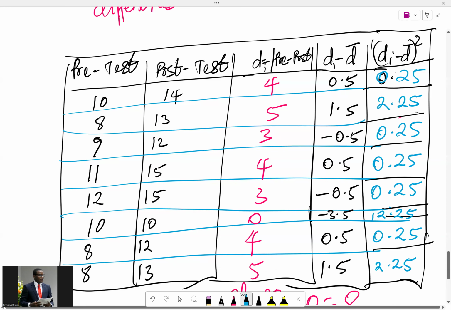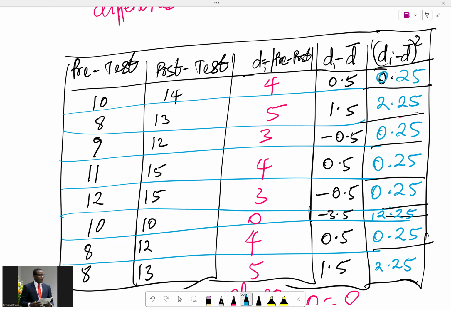So let's add all of that together. 0.25 plus 2.25 plus 0.25 plus 0.25 plus 0.25. That's three 0.25s, plus 12.25 plus 0.25.